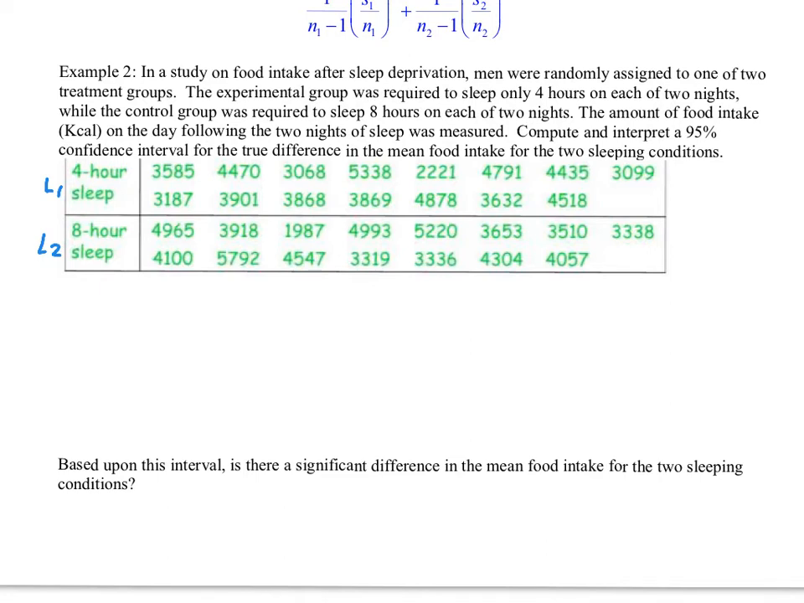Okay, so if we're going to calculate a confidence interval, you need to first check the conditions. So first condition is whether it's random or representative of the population. With experiments, usually you're not going to want a random sample selected. Instead, you're going to hope for random assignment, which we have. Okay, so condition 1 is men were randomly assigned to one of the two treatment groups.